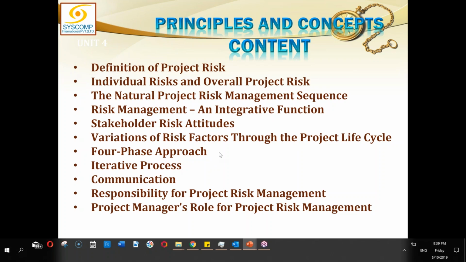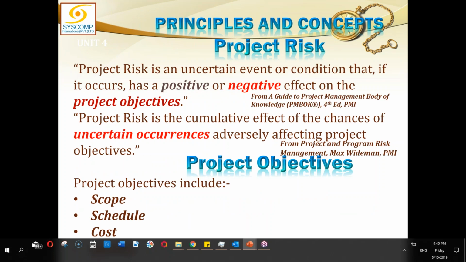Four-phase approach. The approaches I am discussing here are not going to be exclusively from the point of view of PMBOK or the risk standard or PMI. I am going to talk about all the international approaches to risk management, and then later on we'll focus on the risk management of PMI. So there is a four-phase approach. Then there is iterative process, communication, responsibility of project risk management, and ultimately the project manager's role in that.